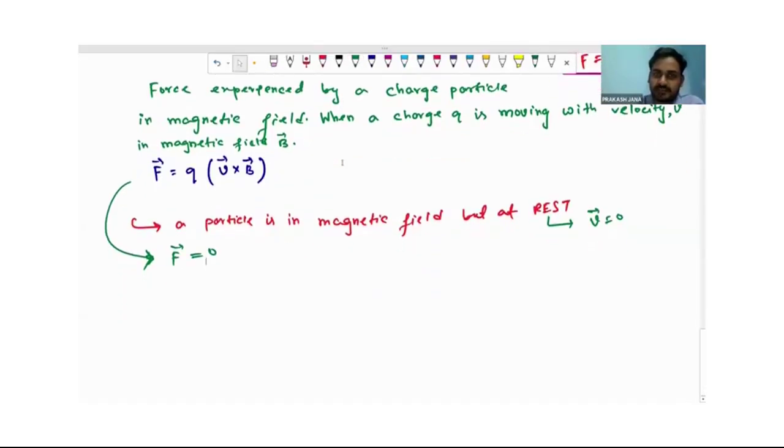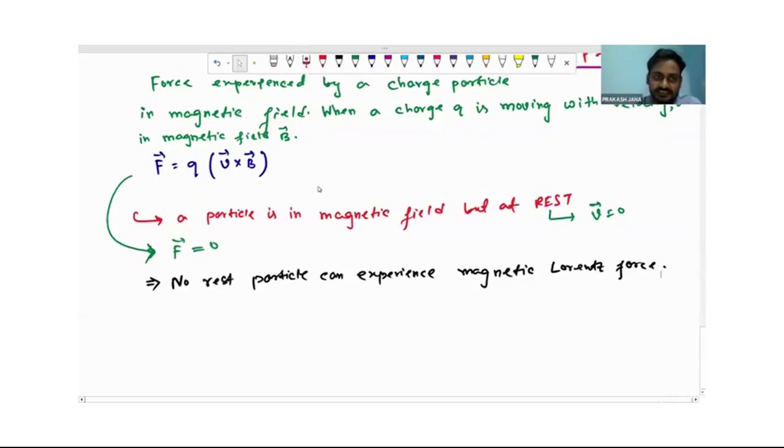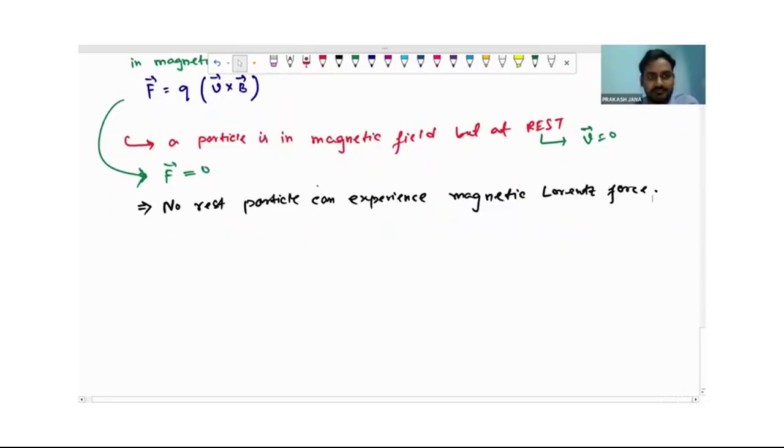So here we have to remember this point, that no rest particle can experience magnetic force or magnetic Lorentz force. This is important. From this statement, sometimes multiple choice questions are asked.